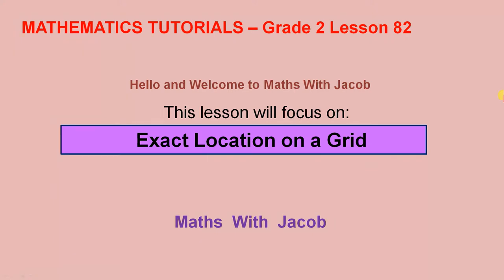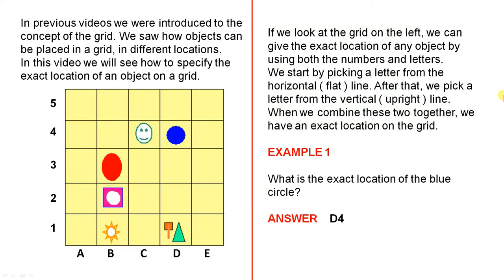This lesson will focus on exact location on a grid. In previous videos we were introduced to the concept of the grid. We saw how objects can be placed in a grid in different locations. In this video we will see how to specify the exact location of an object on a grid.